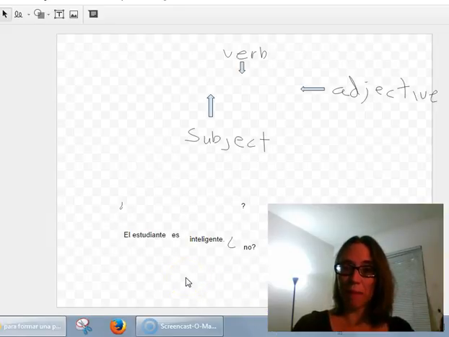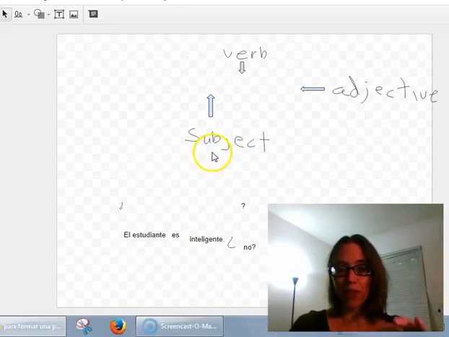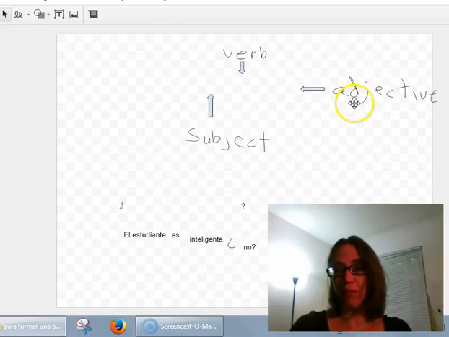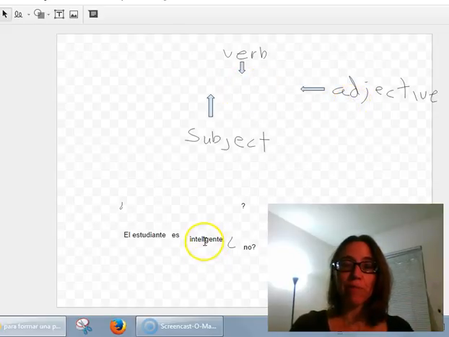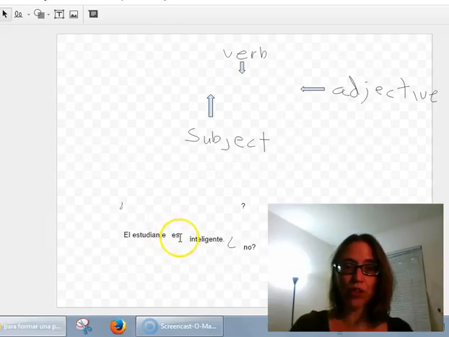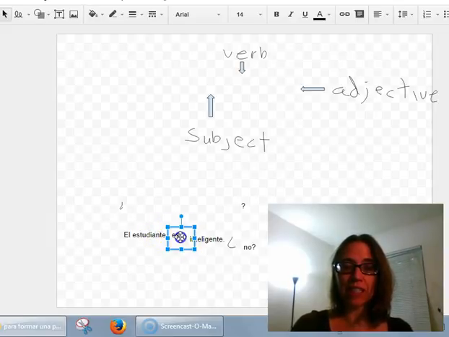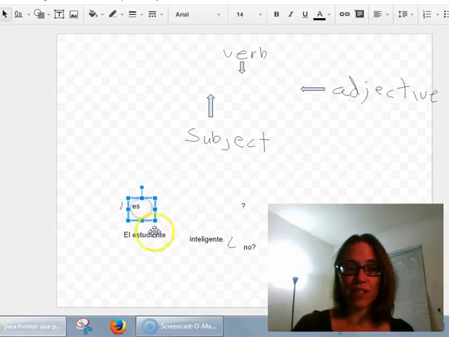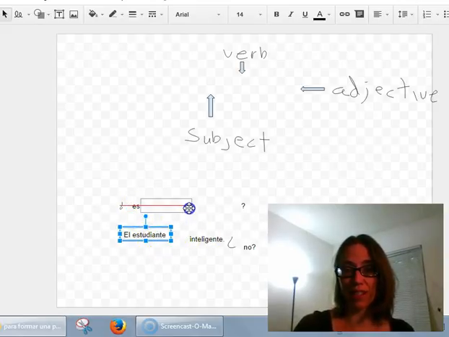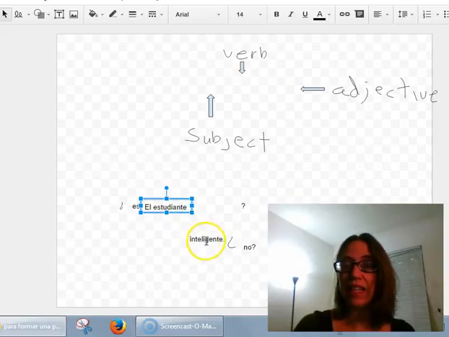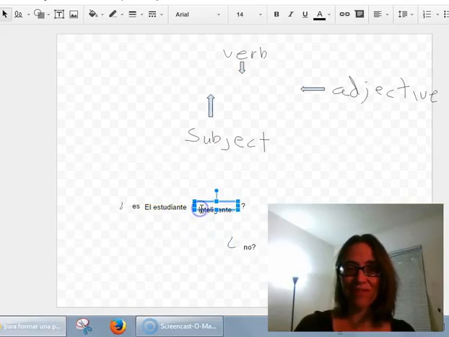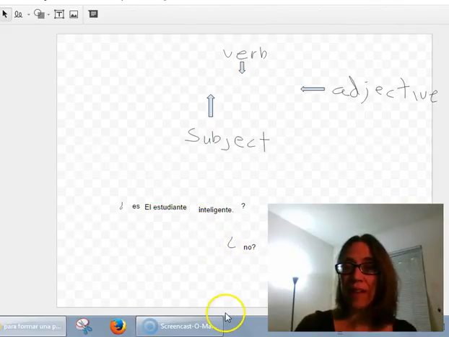So, wrap up. A statement is always the subject, verb, and then whatever follows, in this case an adjective. To ask a question, we typically put the verb first, followed by the subject, and then the rest of the sentence. ¿Es el estudiante inteligente? And that makes our question.